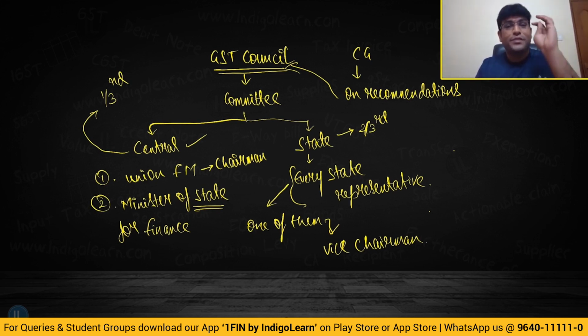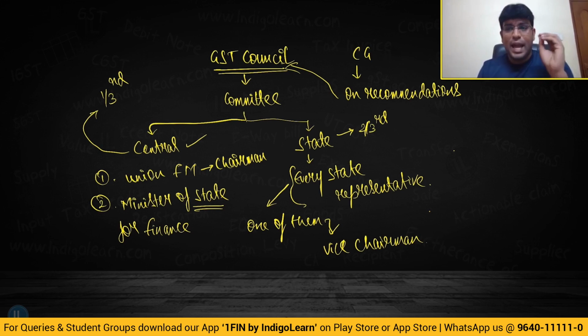So technically, if Central only says yes, 33% is done. So all states only tell yes, 66% is done. But to pass a resolution, we want 75%. So that clearly indicates to us that center alone or state alone cannot take any decision. For any decision to be taken, center and state together should join the hands. Only then a resolution will be passed. That's very clear.